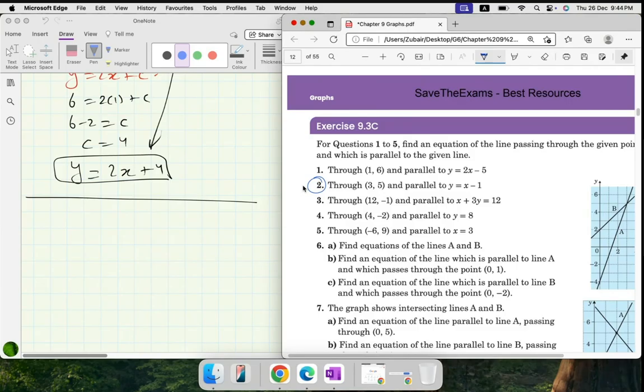So this is y is equal to x plus 2. Correct, y is equal to x plus 2. Same gradient, different y-intercept.